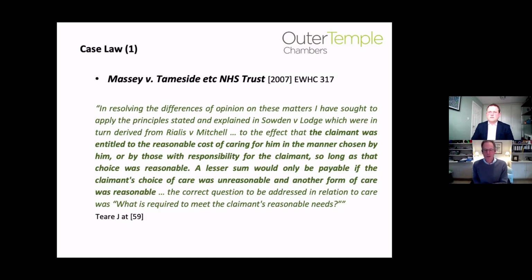And then he set out the correct question to be addressed in relation to care: what is required to meet the claimant's reasonable needs. So setting out in quite clear terms there the fact that the question is what is reasonable, and it doesn't have to be for the claimant simply to advance a case which was economically the most attractive.